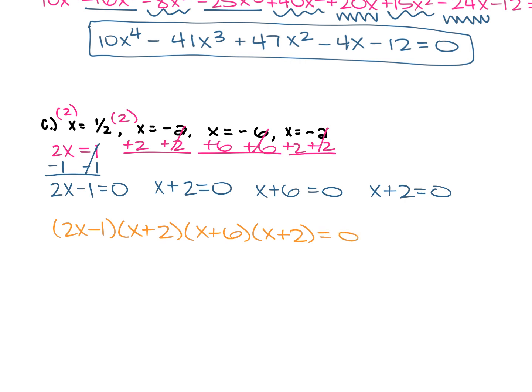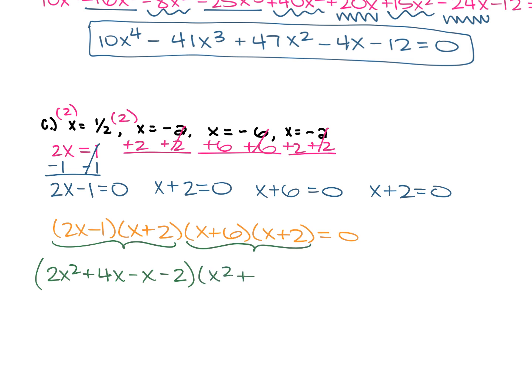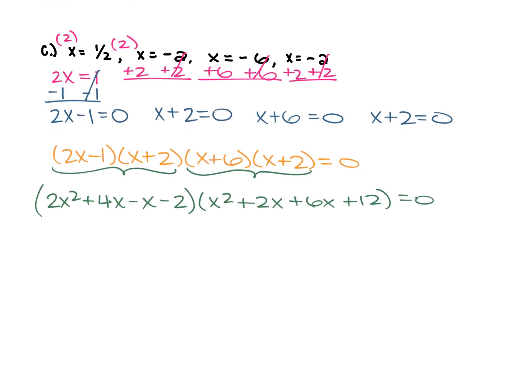From here, we're going to start foiling things out, starting with the first two sets of parentheses. 2x times x is 2x squared. 2x times 2 is 4x. Negative 1 times x is negative x. Negative 1 times 2 is negative 2. Next, with the x plus 6 times x plus 2, that's going to give us x squared plus 2x plus 6x plus 12. And this is all equal to 0. We combine like terms within each set of parentheses to get 2x squared plus 3x minus 2 times x squared plus 8x plus 12 is equal to 0.